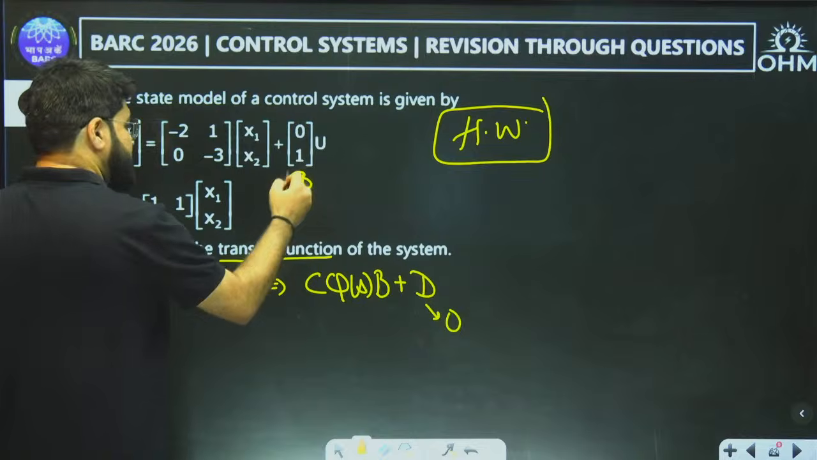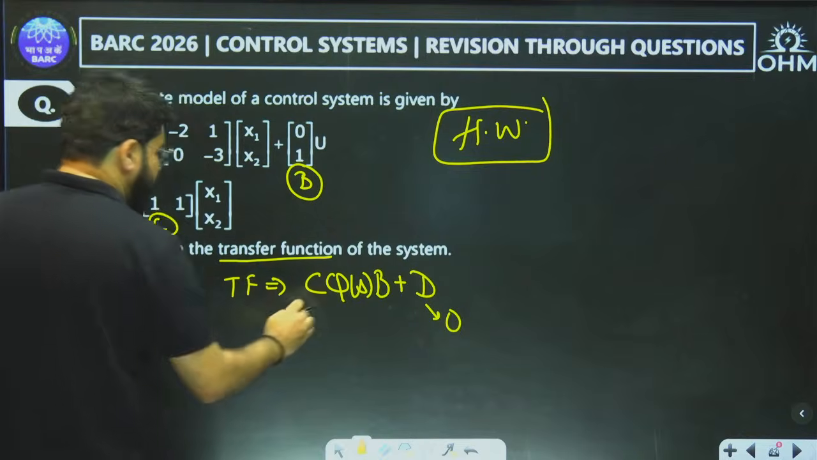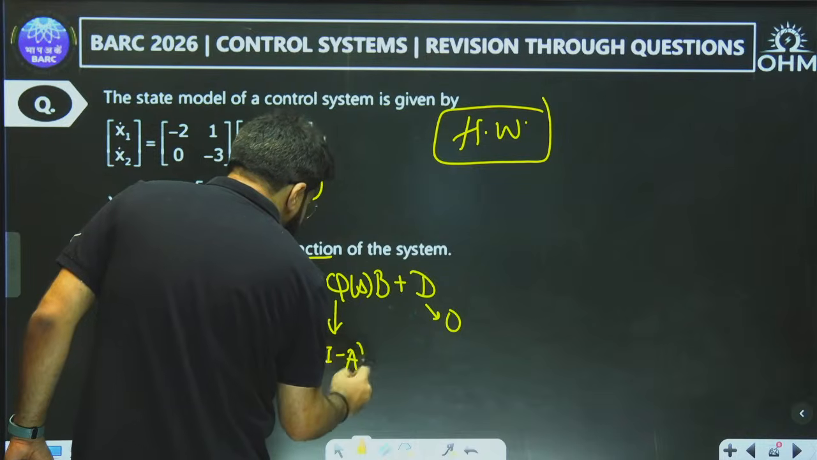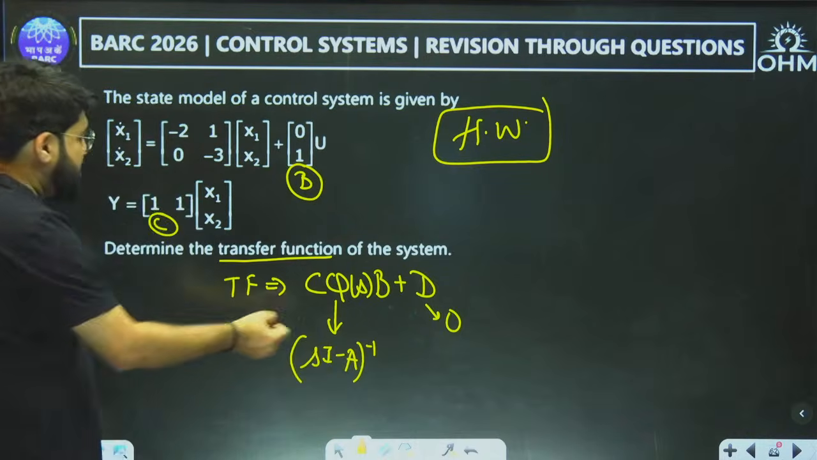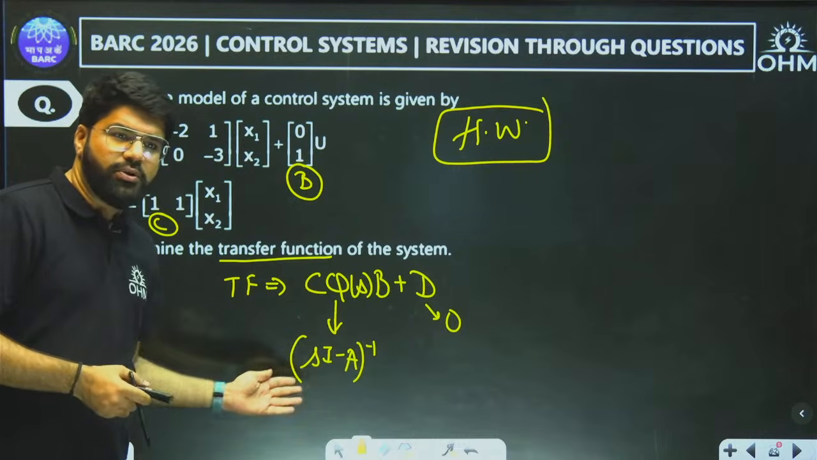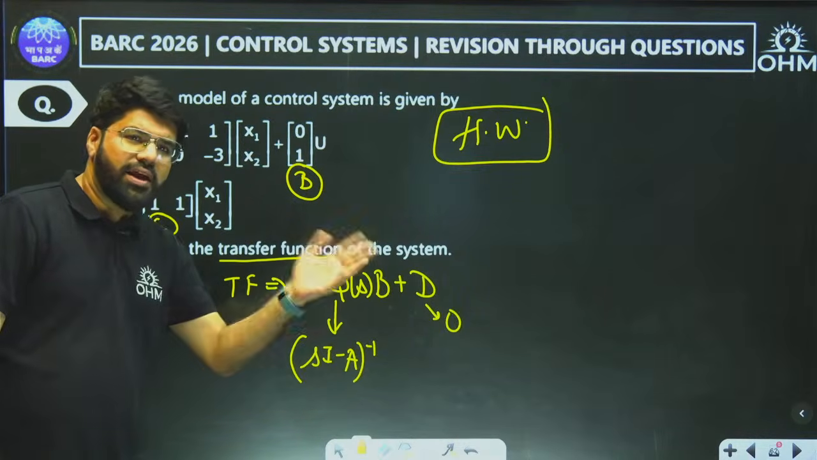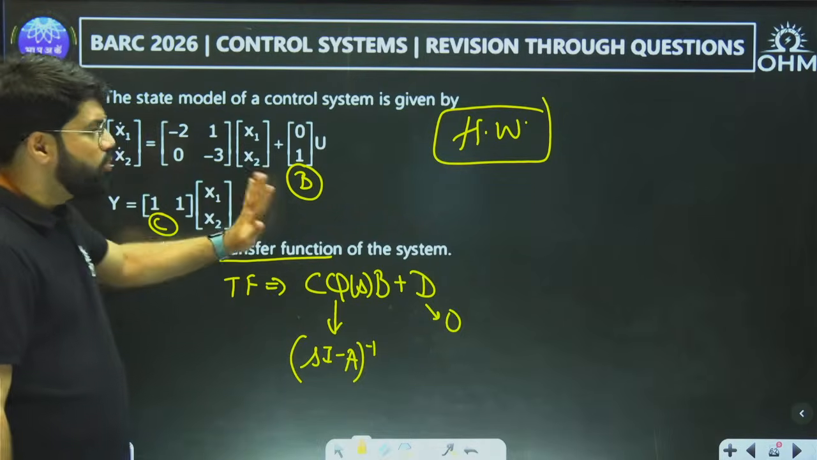Okay, this is the C matrix. This is the B matrix. Both of them are given. Only thing you need is phi s. What is phi s? Laplace transform of state transition matrix, sI minus A whole inverse. This calculation in 2-3 questions I told you, same calculation you have to do, sI minus A whole inverse. First calculate sI minus A and then adjoint upon determinant. Okay, so I hope you can complete this part.